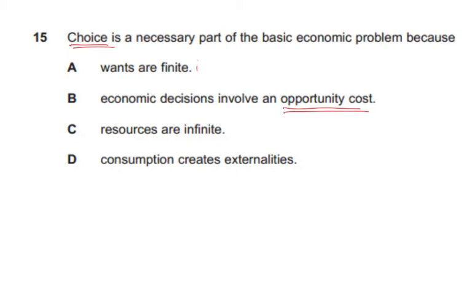Wants are infinite and resources are finite in most cases. So those two are incorrect. So I hope we didn't go for those. The final one there, again, just thinking about the course, could you have answered that one? When we were dealing with the basic economic problem, we hadn't done externalities, so there's no way you would have been able to do that one. So by elimination, you should have got to B being the correct answer in this case.